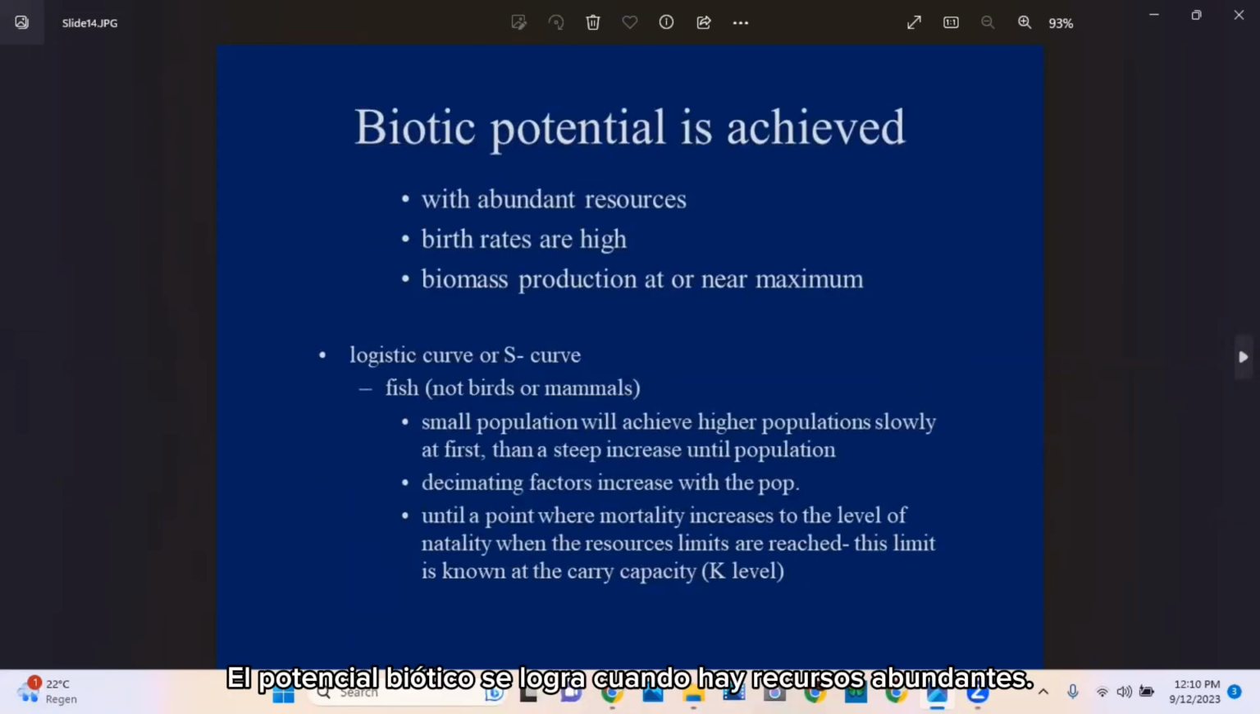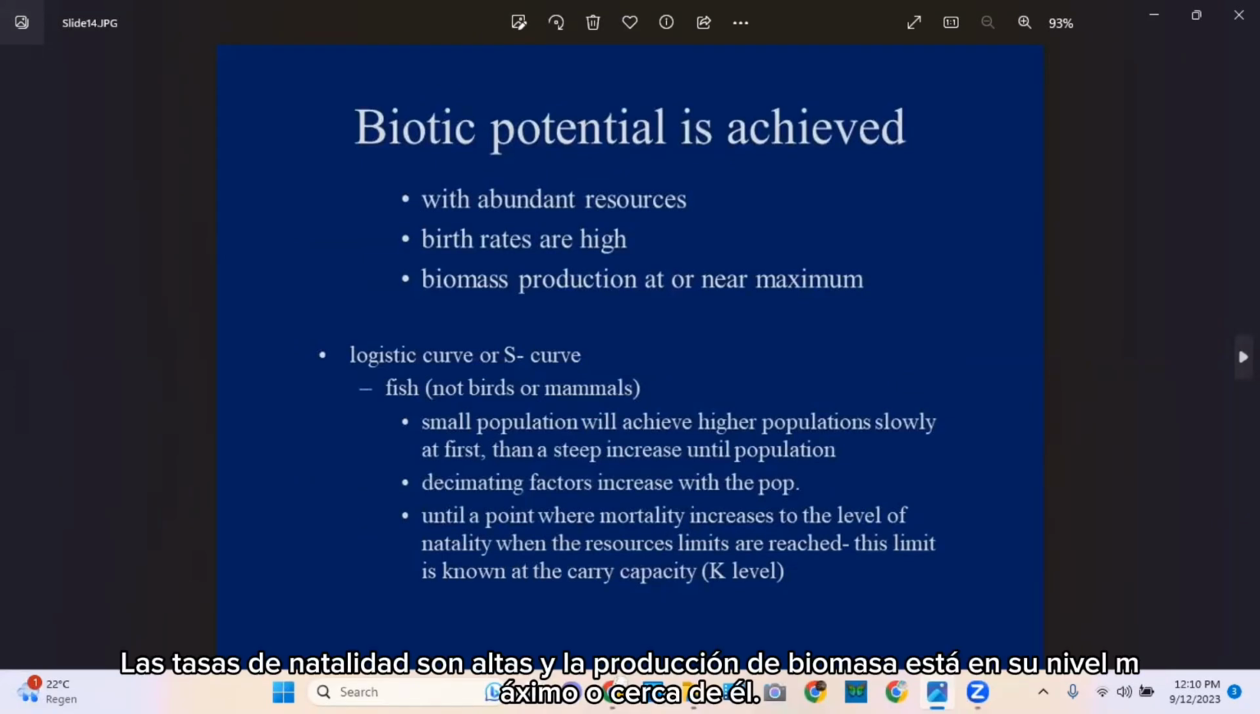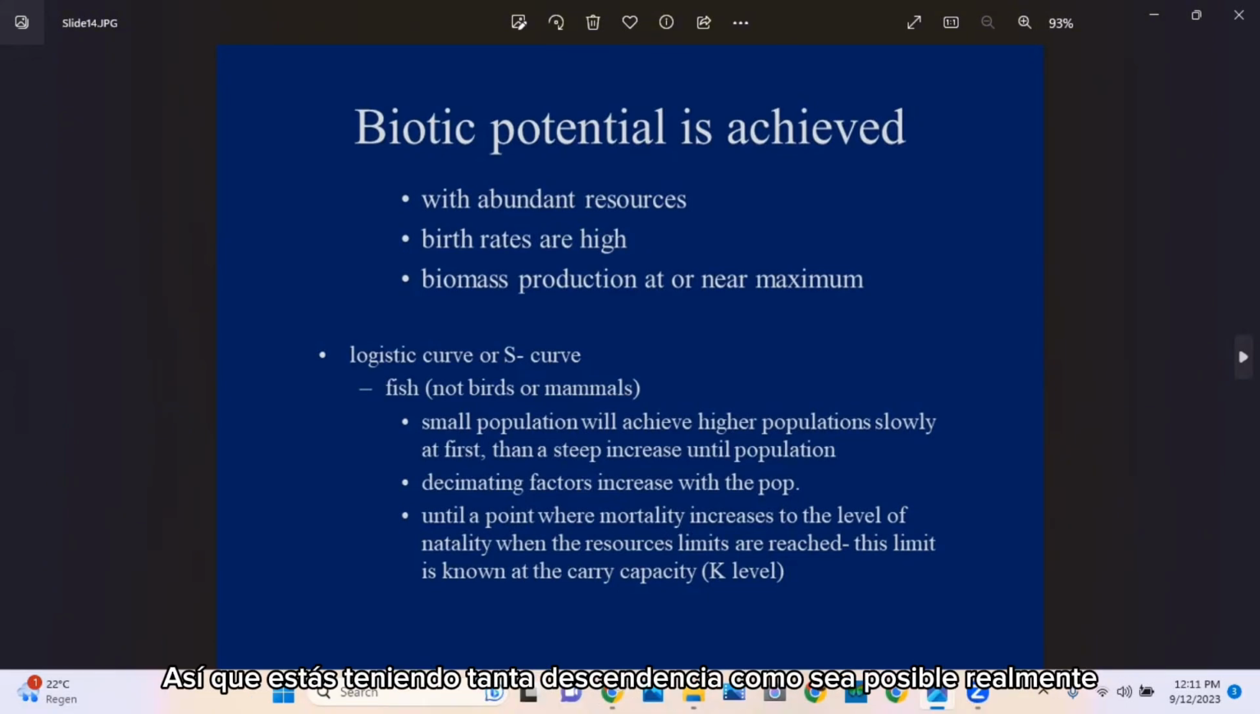Biotic potential is achieved when there's abundant resources, birth rates are high, and biomass production is at or near maximum. So you're having a lot of offspring born, as much as possible, really. And that's because there's lots of resources, so you're having those high birth rates.